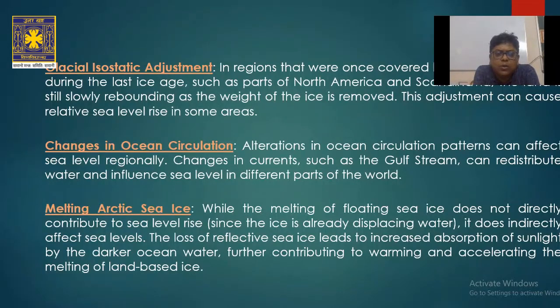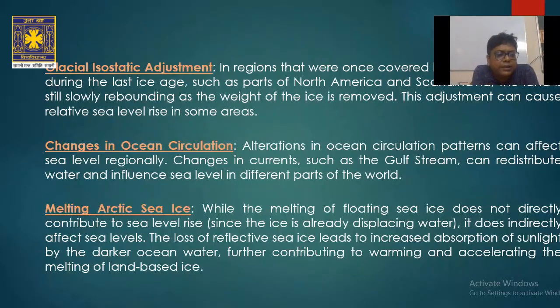Similarly, changes in ocean circulation are also having an impact. Alterations in ocean circulation patterns can affect sea level regionally. Changes in the currents, such as the Gulf Stream, can redistribute water and influence sea level in different parts of the world. And the ocean currents and their circulations are really very important in this regard.